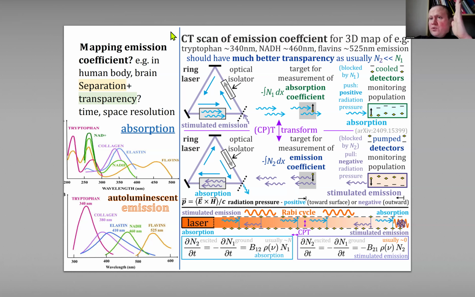In computer tomography, we could make this Radon transform for multiple angles, and we get, for example, three-dimensional maps of emission coefficient inside a body. For example, it turns out there are many molecules which are already excited in our body. There are so-called autoluminescent molecules, which are excited by the biochemistry of life.